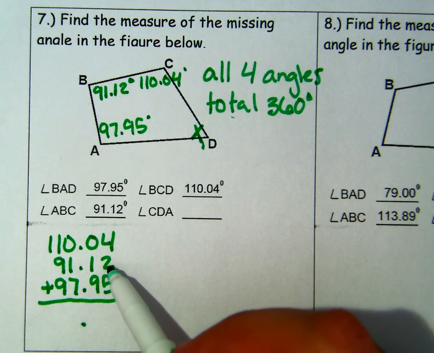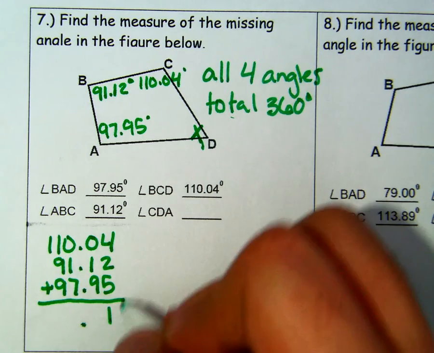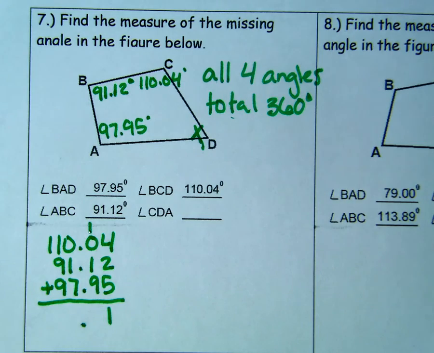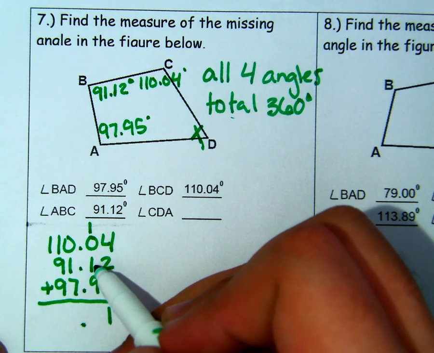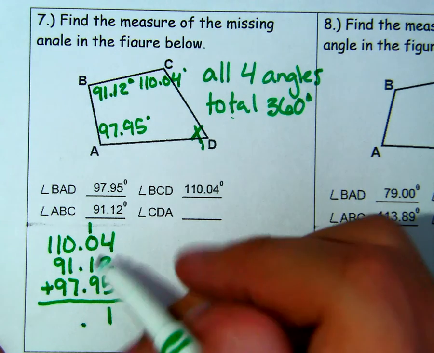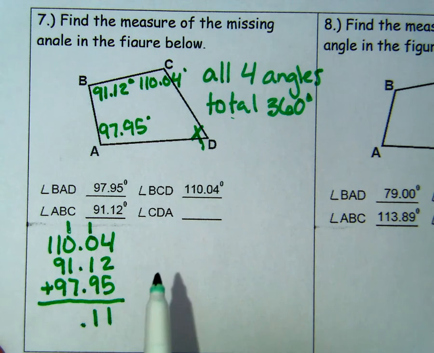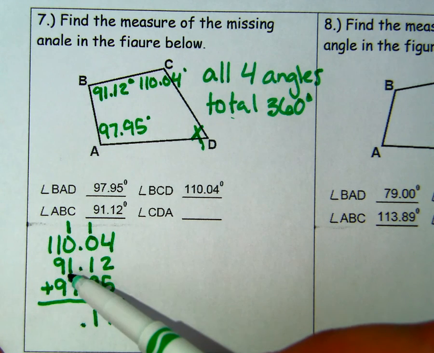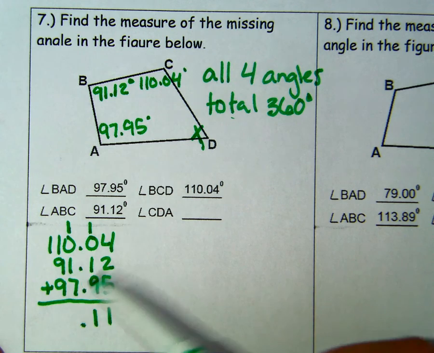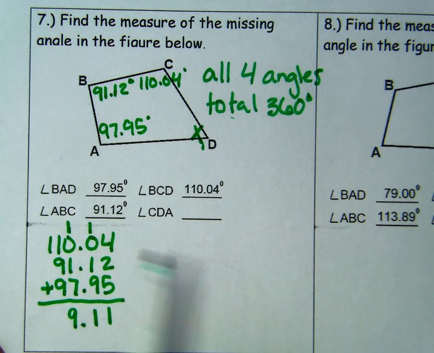So I'm going to add through here. 4 plus 2 is 6. 6 plus 5 gives me 11. So there's a 1, carry a 1. 1 plus 0 is 1. 1 plus 1 is 2. 2 plus 9 is 11 again. Now for the next column, 1 plus 0 is 1. 1 plus 1 is 2. 2 plus 7 is 9. So I don't need to carry anything this time.